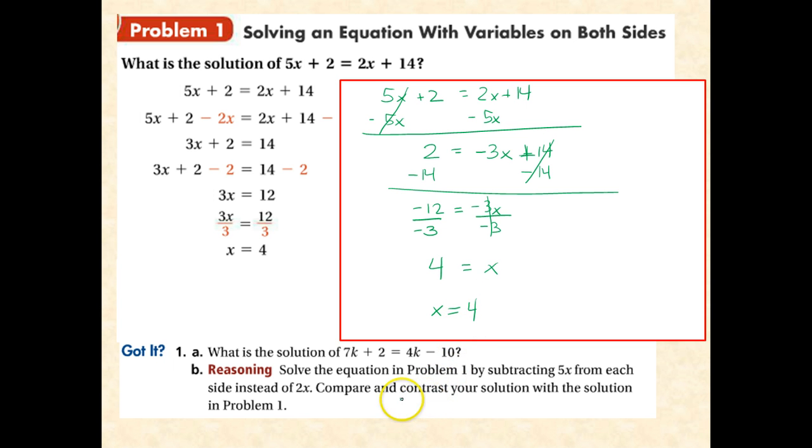So compare and contrast. Well, compare, they are exactly the same solution. And contrast, well, we had more negatives, and we had to divide by a negative, and we had to keep track of things like negative divided by a negative is positive. So both methods are correct, but maybe this method gives you a little less chance to make a mistake because you have a little bit fewer negatives flying around.